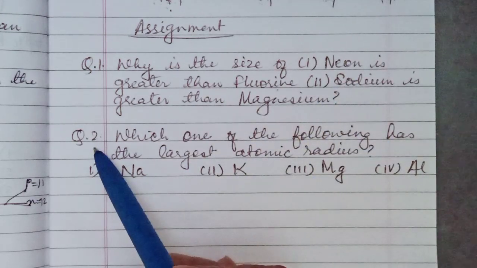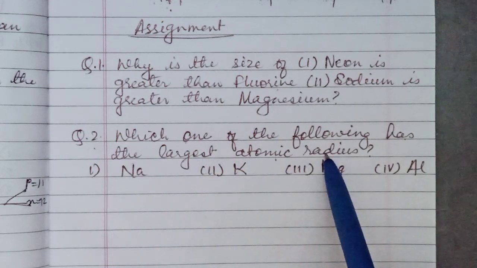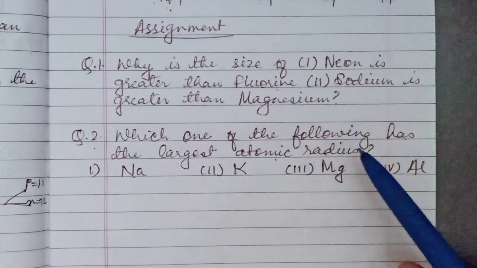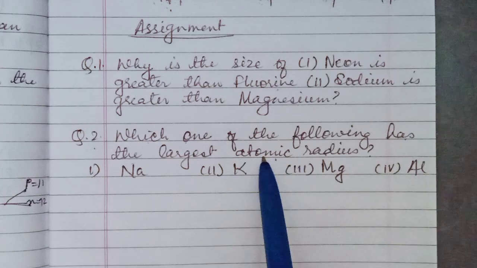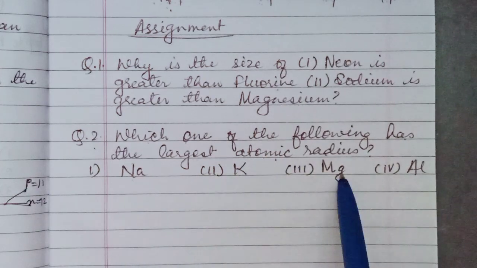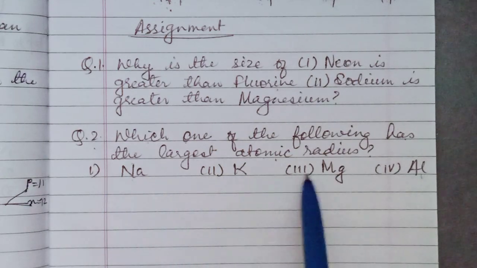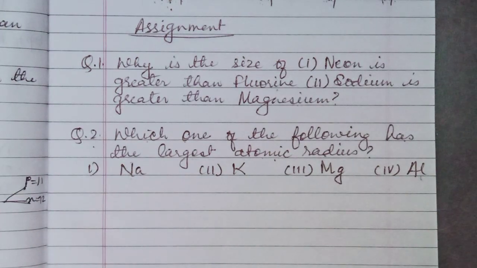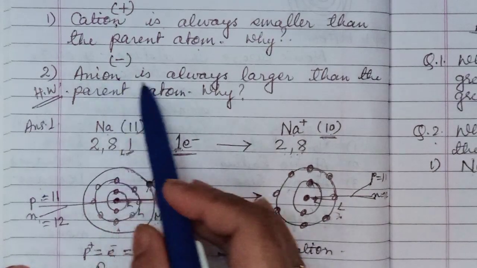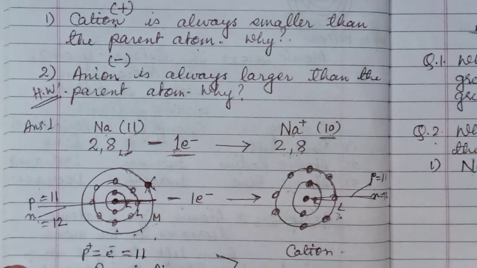One more question is here. Which one of the following has the largest atomic radius? Atomic radius means atomic size also, so both are the same. Sodium, potassium, magnesium and aluminium. You have to find which one has the largest atomic radius. And one more question I have given before: an anion is always larger than the parent atom. Why? So in total, 3 questions you have to do in your assignment.